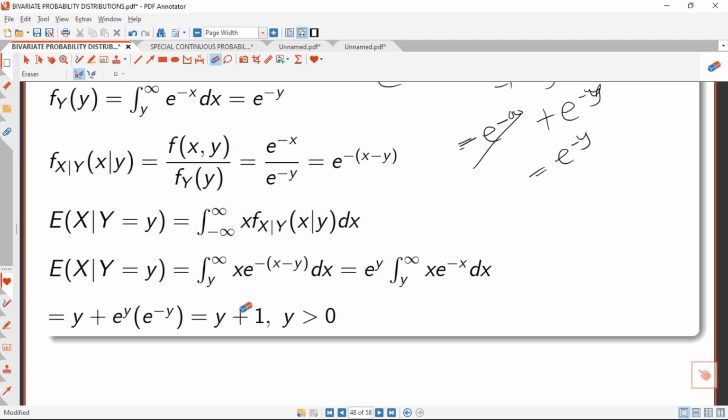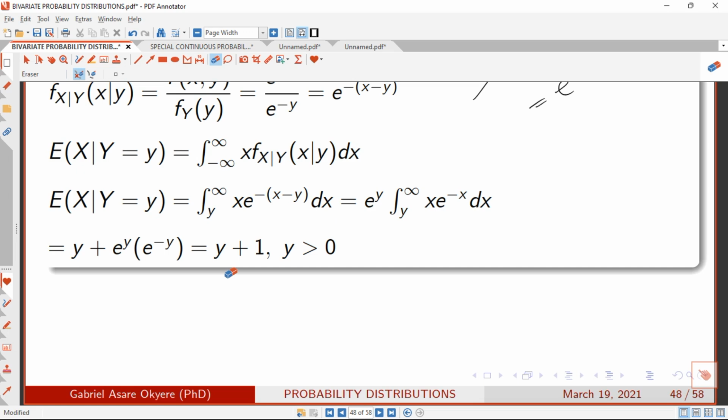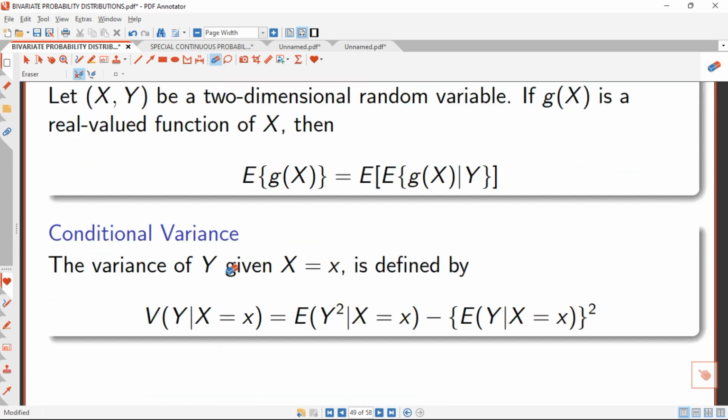Sorry, y plus what? 1, where y is greater than 0. So that is what? The conditional expectation of x given y. Okay, yes, that is that. And then we have some theorem.